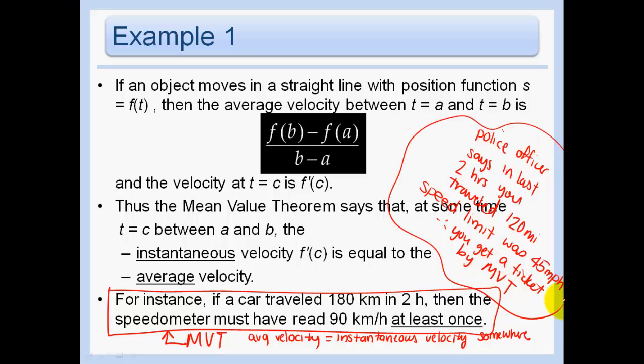And so why does that work? It's because the average velocity he was traveling was 60 miles per hour, right? And so if his average velocity was 60 miles per hour, then I know that at least once during his trip he must have been traveling at 60 miles per hour, and so he would get a ticket.